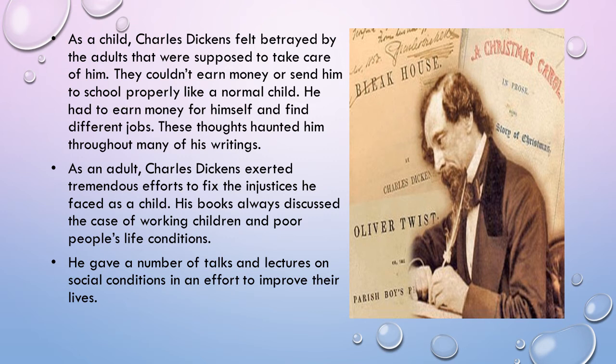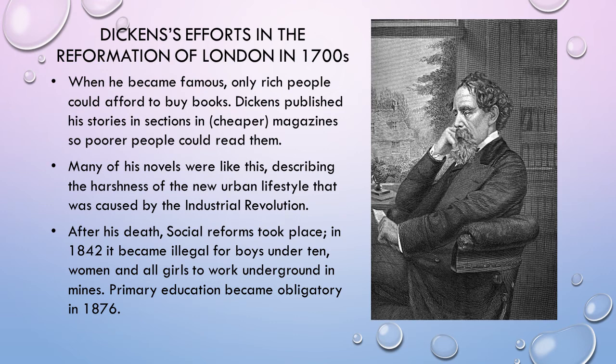As an adult, Charles Dickens exerted tremendous efforts to fix the injustices he faced as a child. His books always discussed the case of working children and poor people's life conditions. He gave a number of talks and lectures on social conditions in an effort to improve their lives. And that's why he was called the social reformer, because he tried his best through his writings to change the views of the world towards children and women and people's bad life conditions.